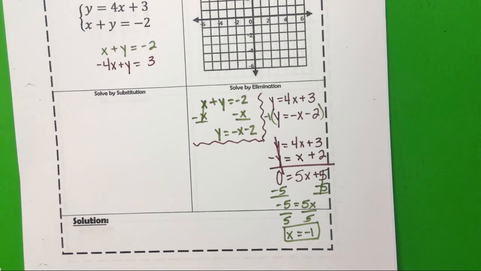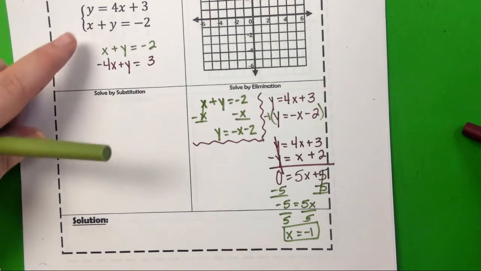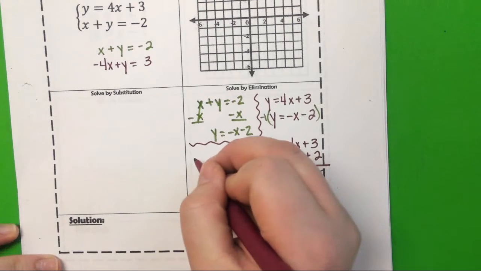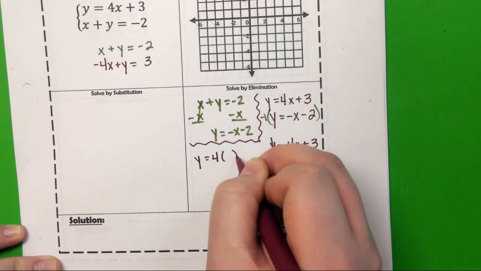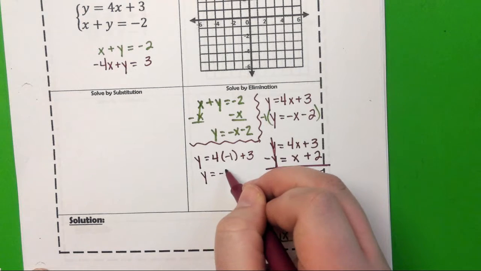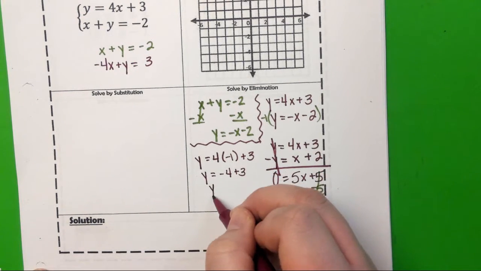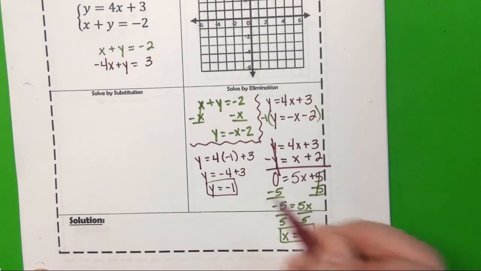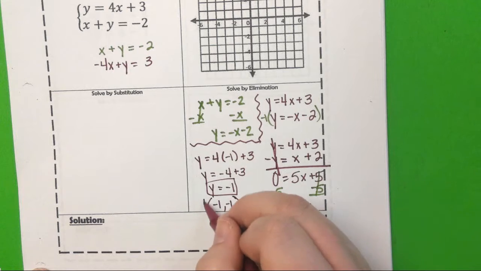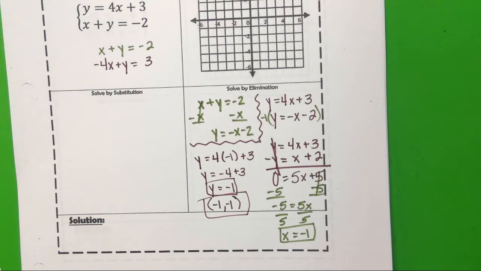Now, here's one more thing you can pick on your own. I'm going to plug it in that top one. You could have plugged it in the second one. You can plug in either one. So it was y equals 4x plus 3, but I got x was negative 1, so I'm going to plug in negative 1. So I have y equals negative 4 plus 3, so I get y equals negative 1. So my ordered pair is negative 1, negative 1.